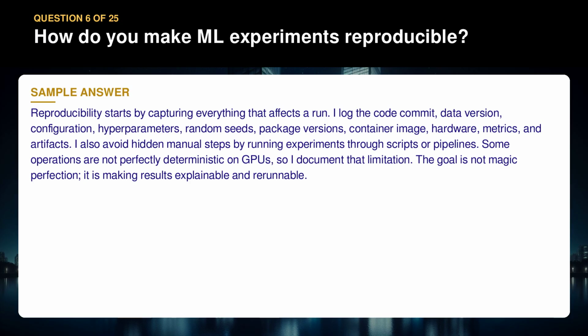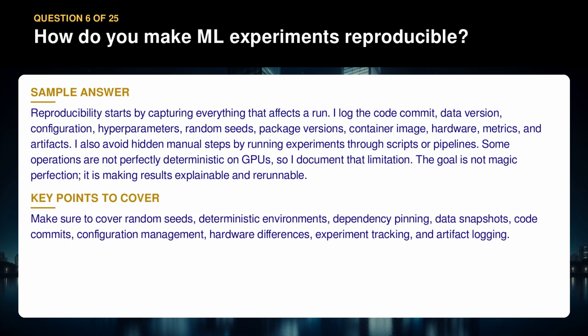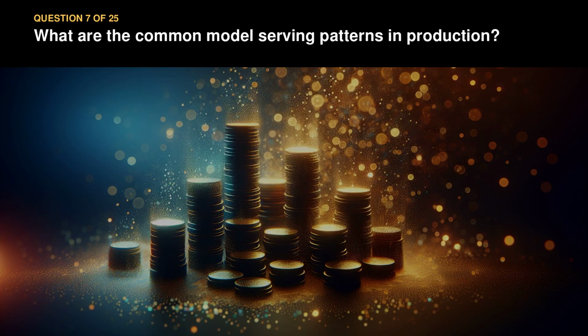I also avoid hidden manual steps by running experiments through scripts or pipelines. Some operations are not perfectly deterministic on GPUs, so I document that limitation. The goal is not magic perfection. It is making results explainable and rerunnable. Make sure to cover random seeds, deterministic environments, dependency pinning, data snapshots, code commits, configuration management, hardware differences, experiment tracking, and artifact logging.